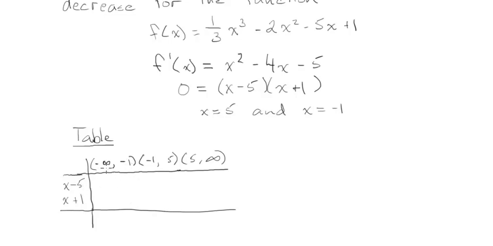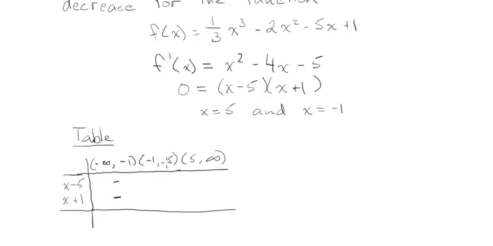Now inside the table, you're going to figure out what sign these factors would be on each interval. From minus infinity to -1, pick a number in that interval. It could be any number, so let's say -10. If you were to sub it into this factor, you would get a negative number. -10 minus 5 is negative. If you were to sub it into this factor, you would also get a negative number. So both factors would be negative in this interval.